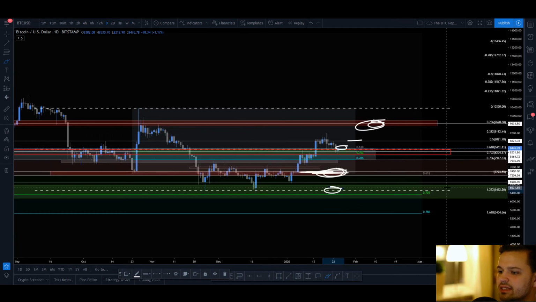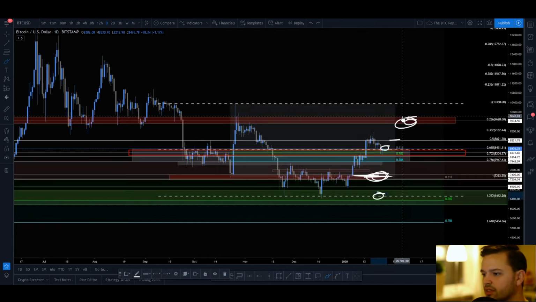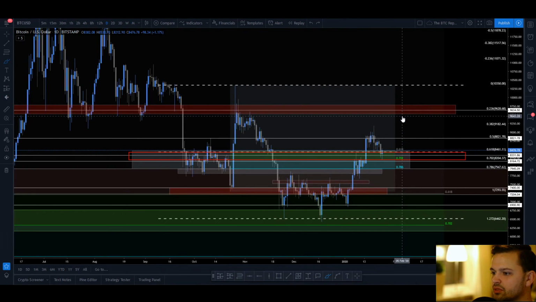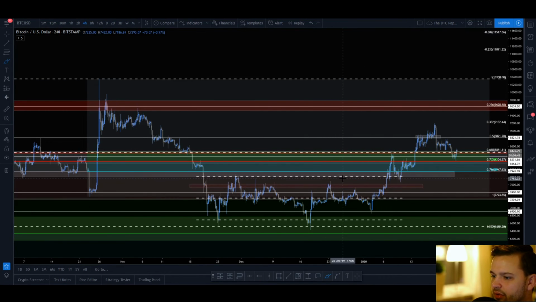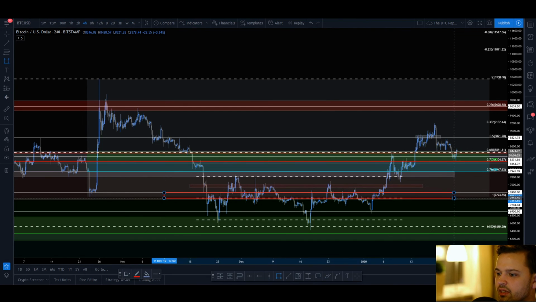Let's take a look at the 4 hour. Let's remove all of these drawing tools. Here's the 4 hour range I was talking about. This area right here, the 7.4k area, also lines up pretty well with the midpoint of the 4 hour range I have here. That's adding some confluence to this area being used as a possible support.